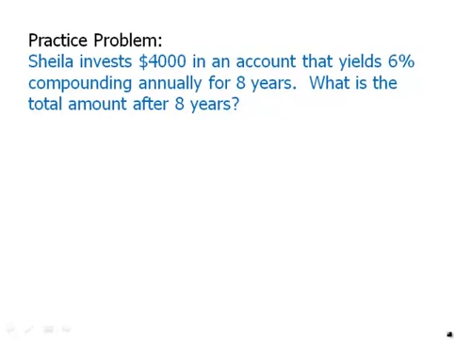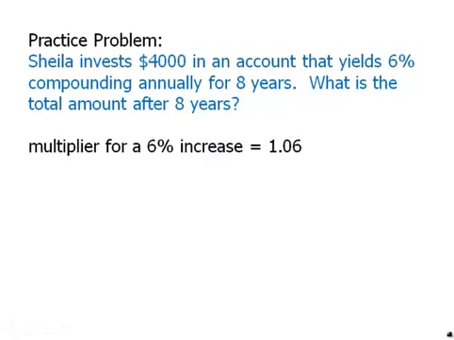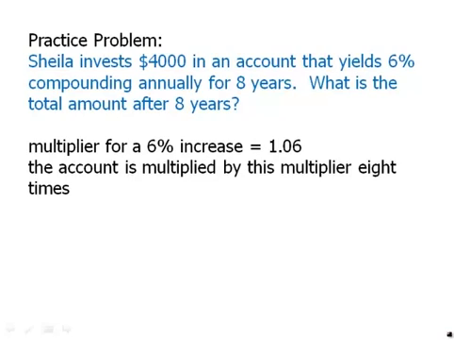So here's what I'll say. Here's how we'll approach this. The multiplier for a 6% increase, that's 1.06. It's going to get multiplied by that 8 times. So the total amount in the account is going to be 4,000 times that multiplier, 1.06 to the 8th. So that is the mathematical expression for the total amount in the account after 8 years.